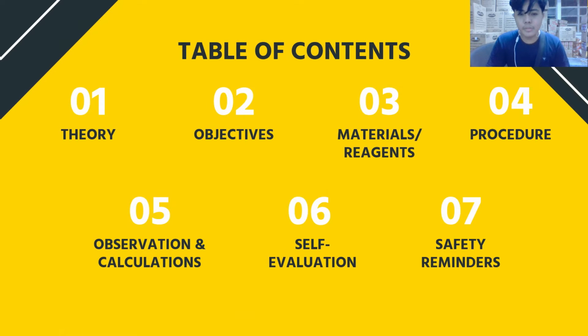In our table of contents, there are seven topics that we will tackle. First is the theory, second is the objectives, third are the materials and reagents, fourth is the procedures, fifth is the observation and calculations, sixth is the self-evaluation, and lastly are the safety reminders. So we are going to start first with the theory.